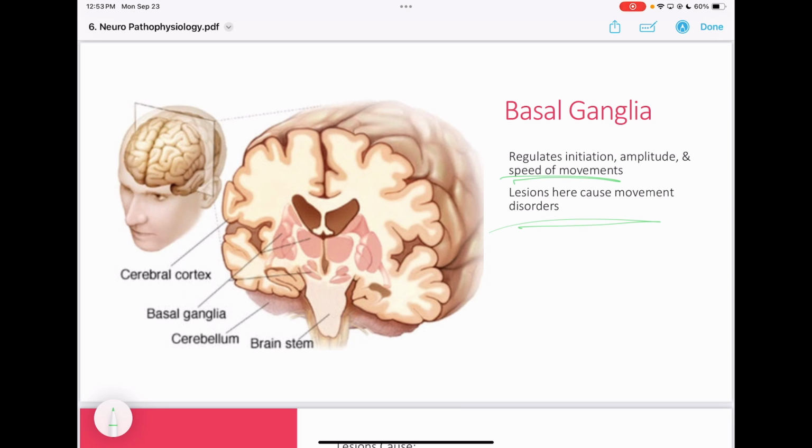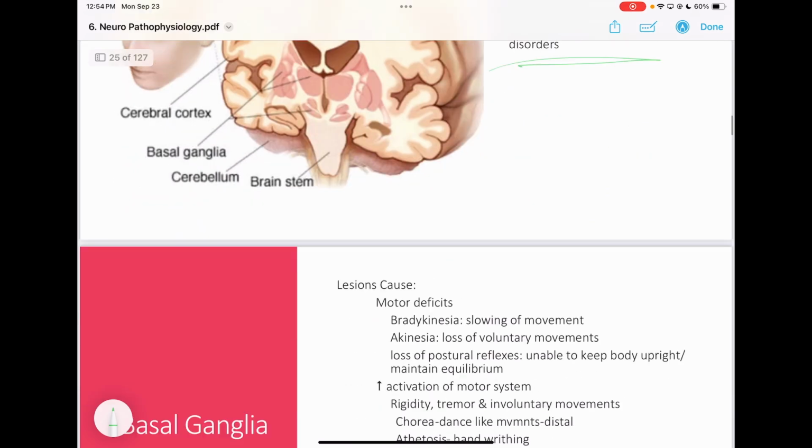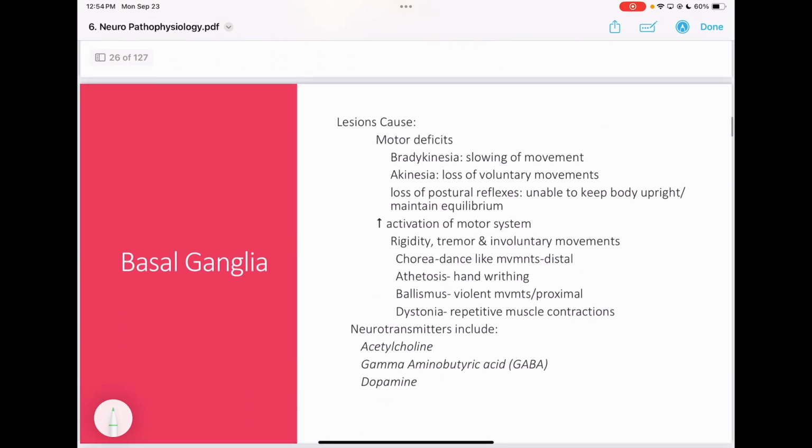So what do they do when they get to a corner? They shuffle, because it's easier for them, and then they'll start walking again. They shuffle. Okay? Basal ganglia issues. So motor defects: bradykinesia, slowing of movement; akinesia, loss of voluntary movements. They may also lose some postural reflexes, so they'll lose some equilibrium. They also get increased activation of the motor system to try and compensate.